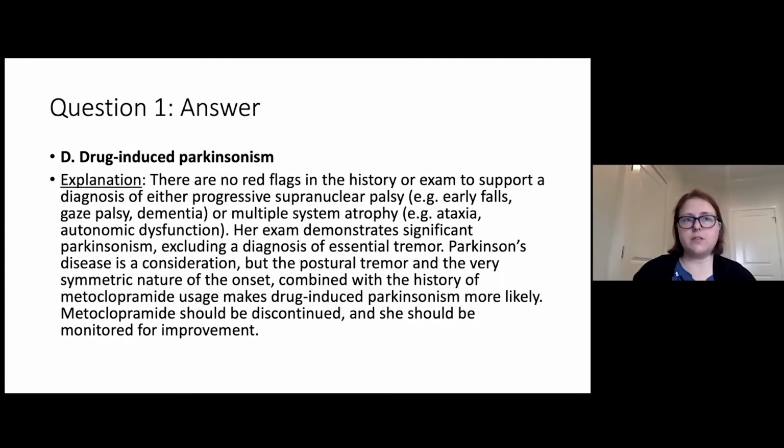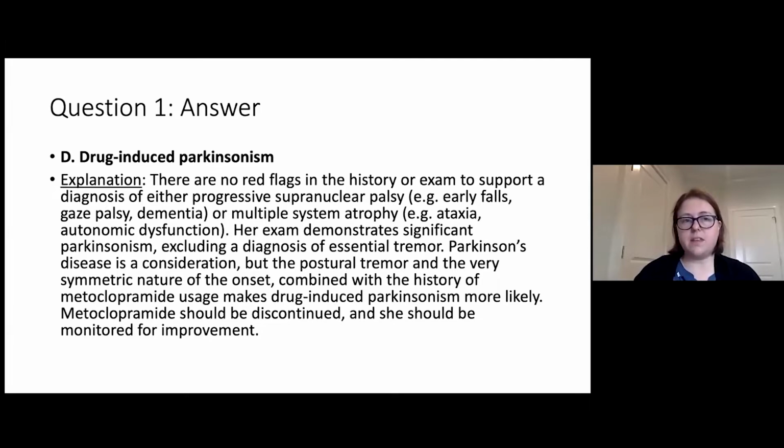Okay, the answer to this question is drug-induced Parkinsonism. And there are several reasons for this. There are no red flags in the history to support a diagnosis of a Parkinson's plus syndrome, such as progressive supranuclear palsy or multiple system atrophy. So she's not having early falls or ataxia or anything like that. Then on her exam, she has Parkinsonism, which means you can't make a simple diagnosis of essential tremor, even though she has tremor as part of the exam.